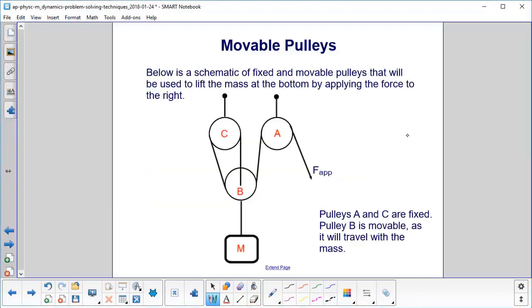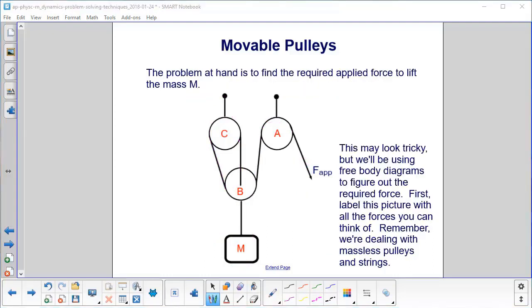Here's a schematic of fixed and movable pulleys that will be used to lift the mass at the bottom, this mass here, by applying the force over here on this rope, the applied force. A and C are fixed, let's say they're stuck to a ceiling. B will move up and down and it will travel with the mass. So your continuous rope looks like this, and then this here hooks maybe into the center of the pulley to pull the whole thing up, in addition to this moving it up also. So this rope is fixed to the pulley.